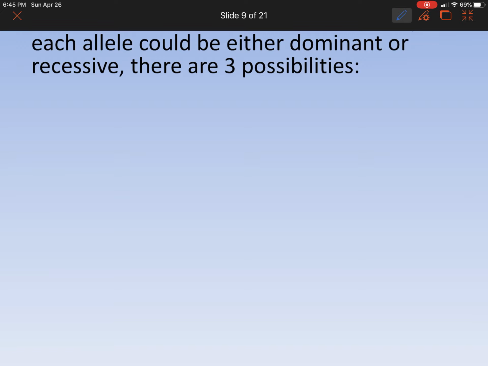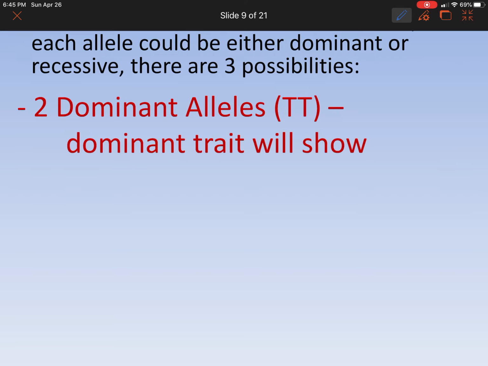Now, each allele can be either dominant or recessive. And there's three possibilities. For each trait that you have, there's a dominant allele and there's a recessive allele. Now, you could have two dominant traits. What that means is you get one capital T, one dominant trait from your mother, and one from your father. So you can have two dominant traits like this. In this case, the dominant trait will show. Whatever is dominant is going to show.